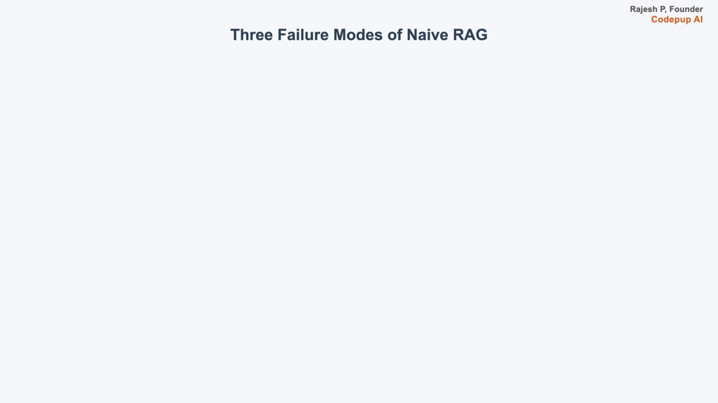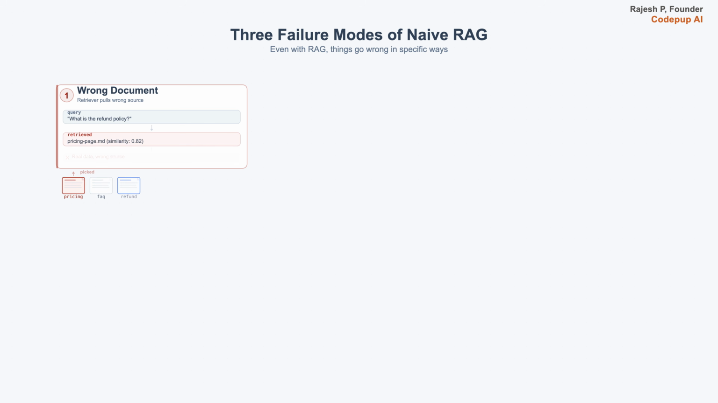Now here's the catch. Even with RAG, things go wrong. There are 3 specific failure modes you need to know. Failure mode 1, wrong document. The user asks about the refund policy, but the retriever pulls the pricing page instead. The embedding for refund policy is close to pricing because they share financial vocabulary. So the LLM generates an answer about pricing, not refunds.